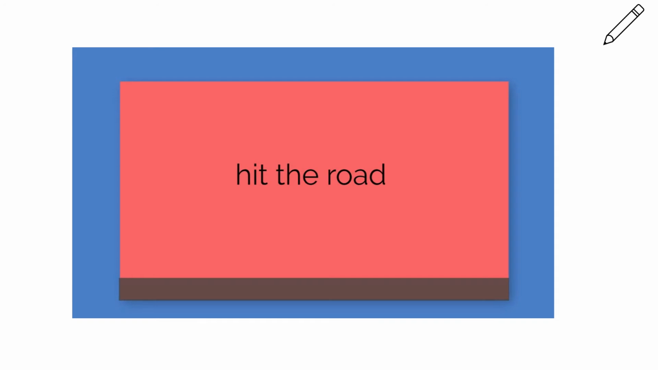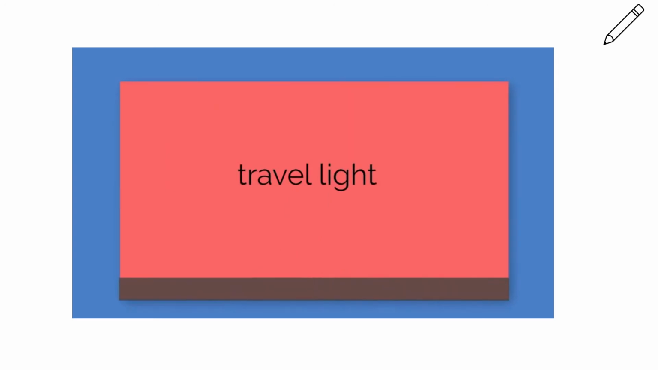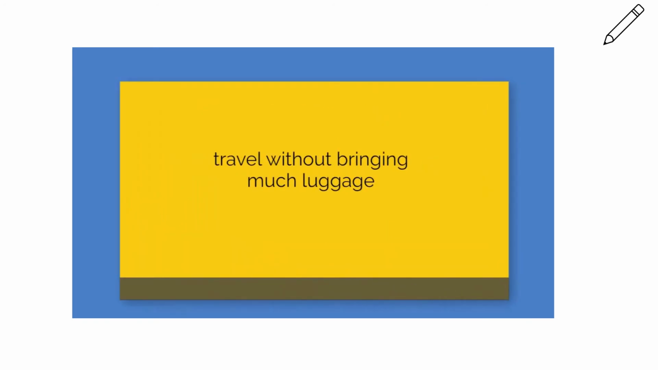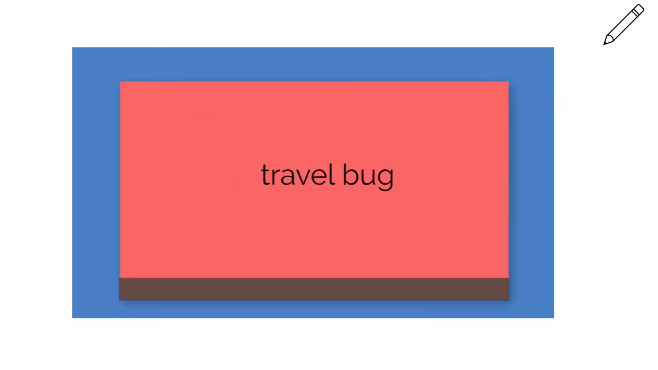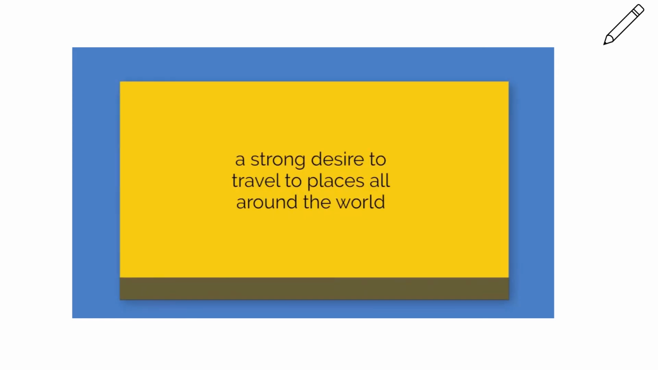Okay, now let's compare your explanations with the ones that you will see here on the screen. To hit the road means to begin one's journey. Next idiom, to travel light means to travel without bringing much luggage. A travel bug is a strong desire to travel to places all around the world.